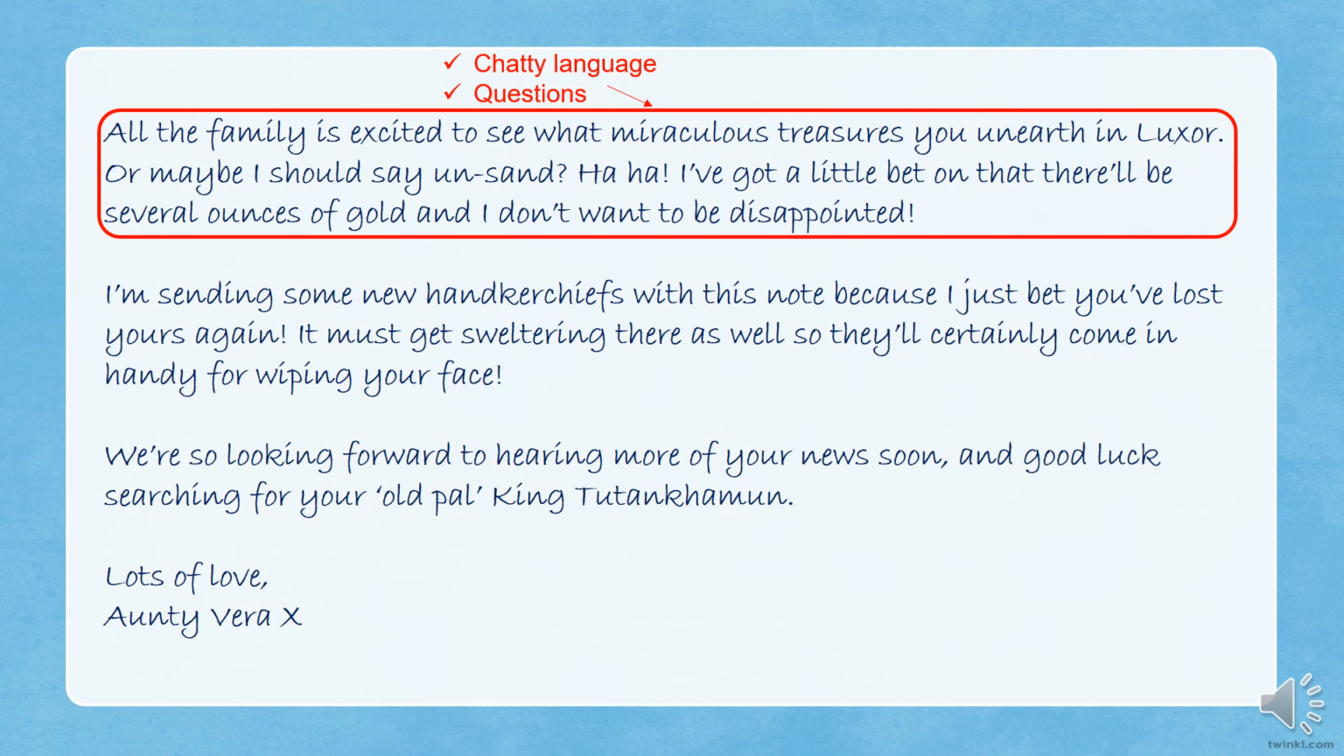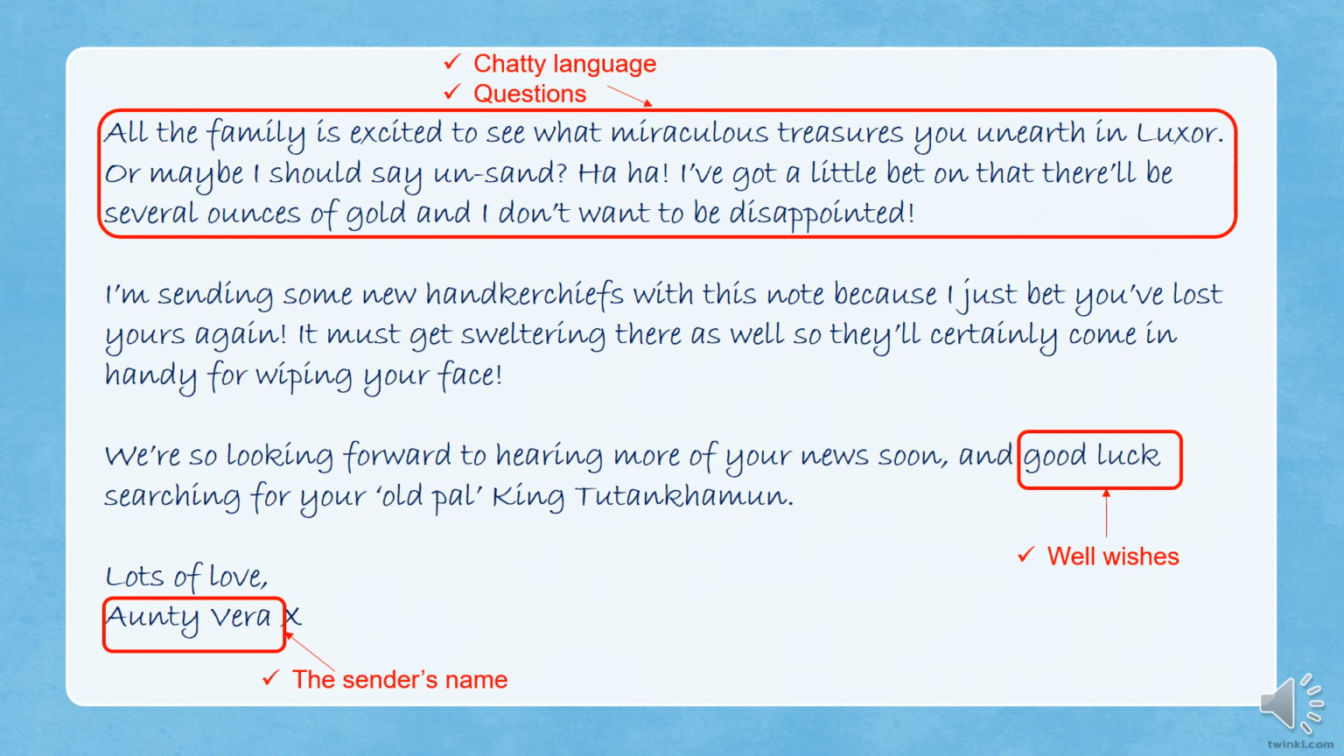This is the sort of language you would use with someone that you knew really well. Here we've got some well wishes, good luck, and we're looking forward to hearing more of your news. And then finally, this person ends with lots of love, Auntie Vera. They finish with their name. So all the features that we listed at the beginning of this lesson, you can see in these 2 letters.